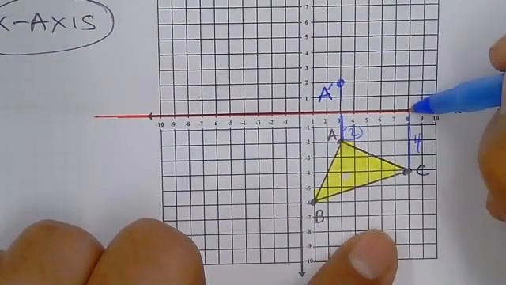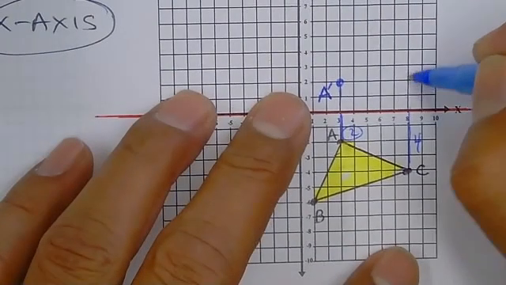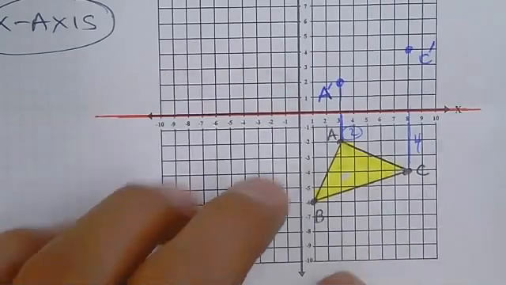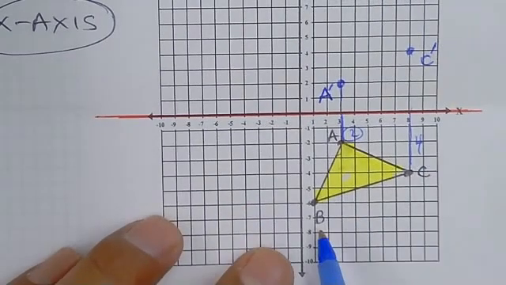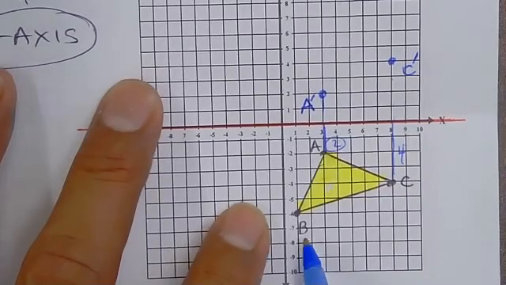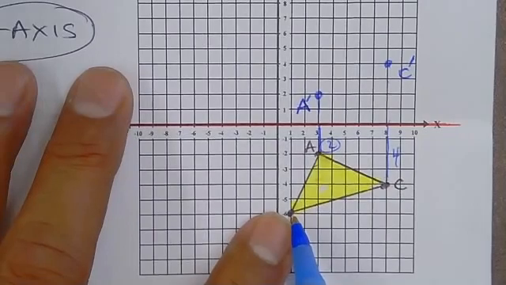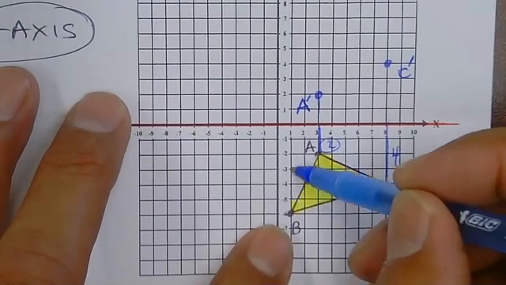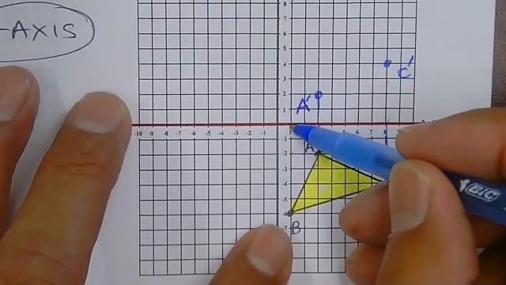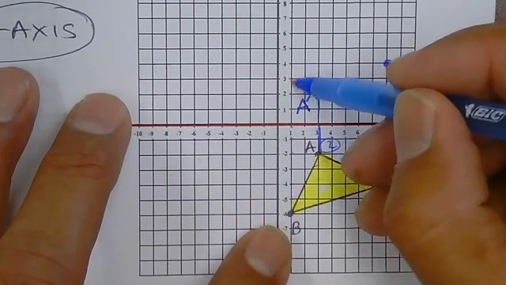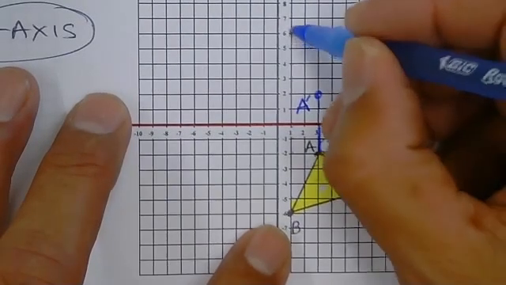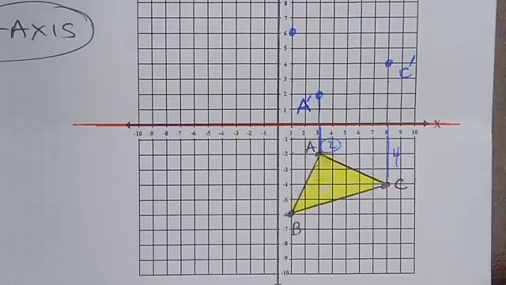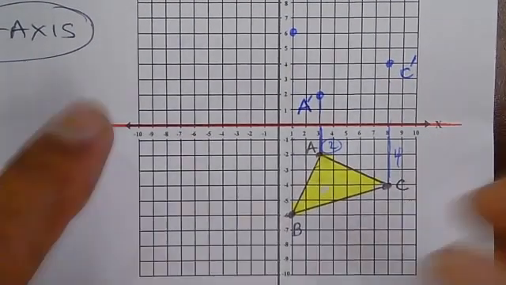How about point C? Well, count to the line. 1, 2, 3, 4. This one's 4. So guess what? From the line, also go 4. 1, 2, 3, 4. That is C prime. And what about this bad boy right here? Point B. Well, 6, no? 1, 2, 3, 4, 5, 6. So go 1, 2, 3, 4, 5, 6.